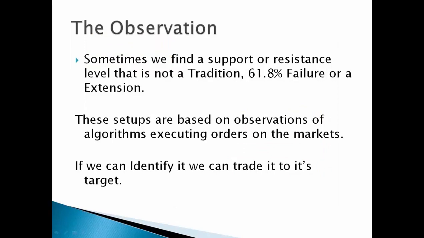Let's talk about a different version of some of our setups, and that's called the observation. Sometimes we find a support or resistance level that is not traditional. It's not a 61.8% line failure. It's not even an extension. These setups are based on observations of algorithms executing orders on the market. We can only identify these trades based on observations.